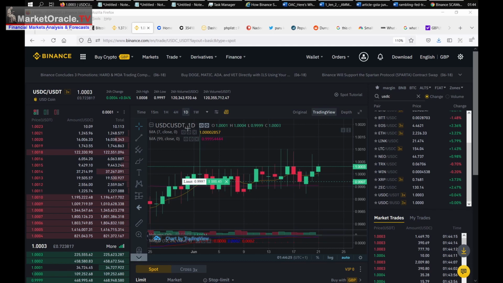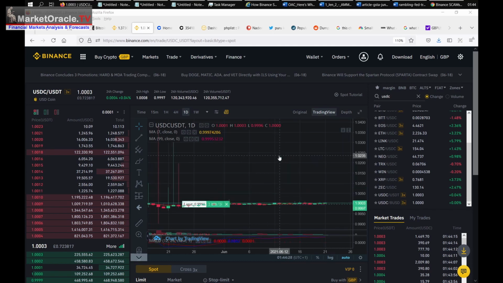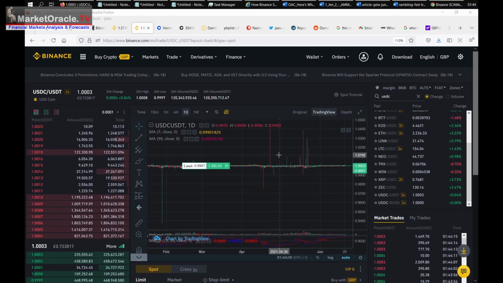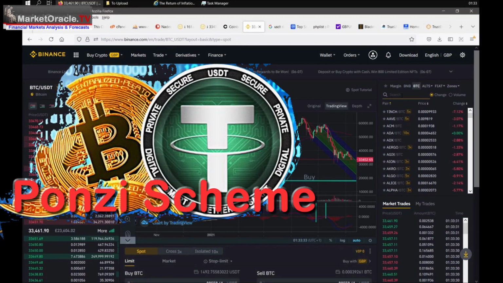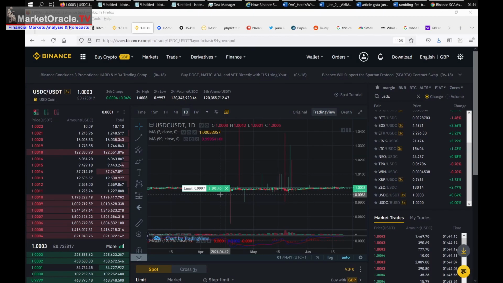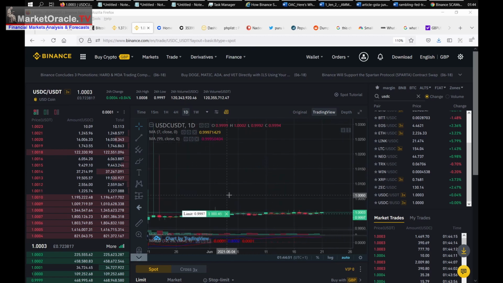USDT versus USDC. I'm in the process of liquidating all of my USDT holdings into BUSD and USDC because it's a Ponzi scheme. Here you can see I've got $1,100. Got a limit order to convert at 0.00997. That'll give me an extra 50 cents. That'll be my last bit of USDT gone.